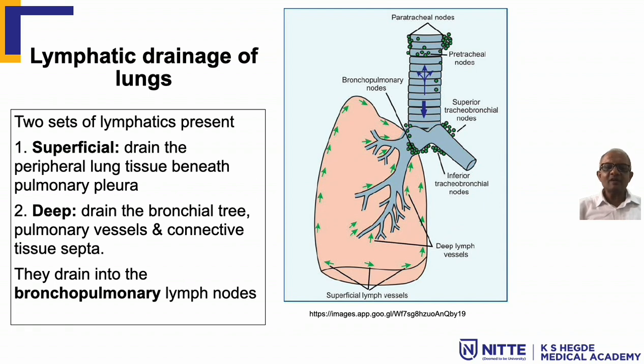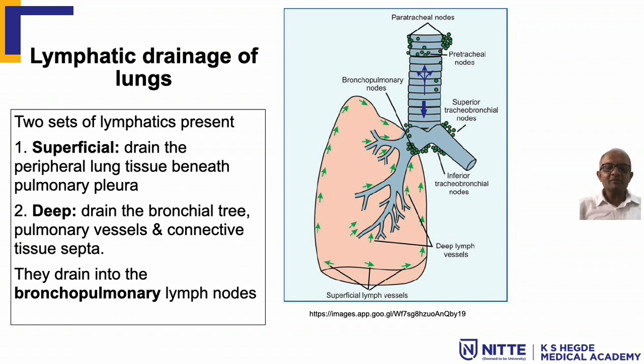Let's discuss the lymphatic drainage of the lungs. The lymphatics from the lungs have been broadly classified into the superficial plexus, which drains the peripheral or subpleural part of the lungs, and the deep plexus, which drains the deep part of the lungs.